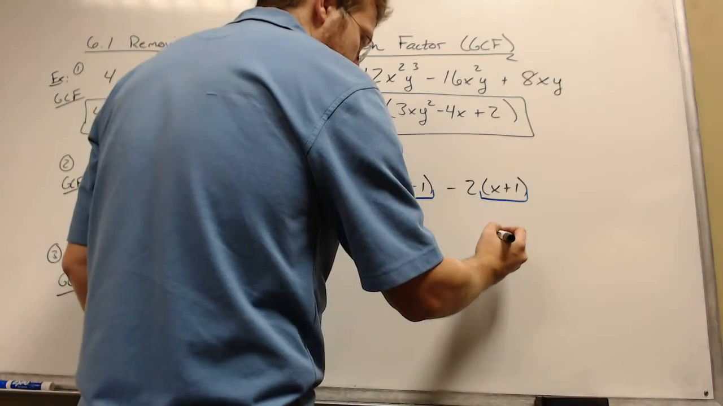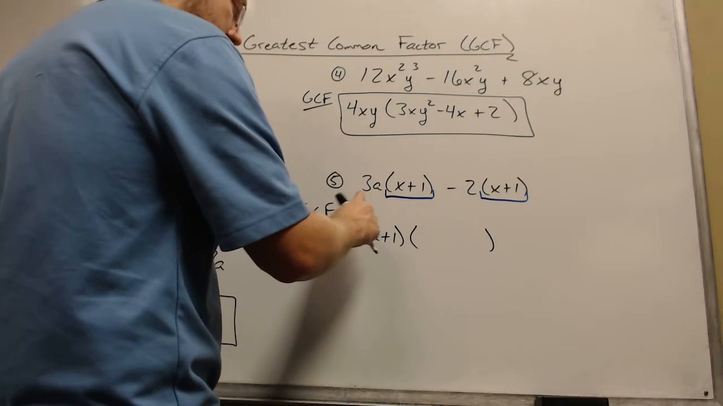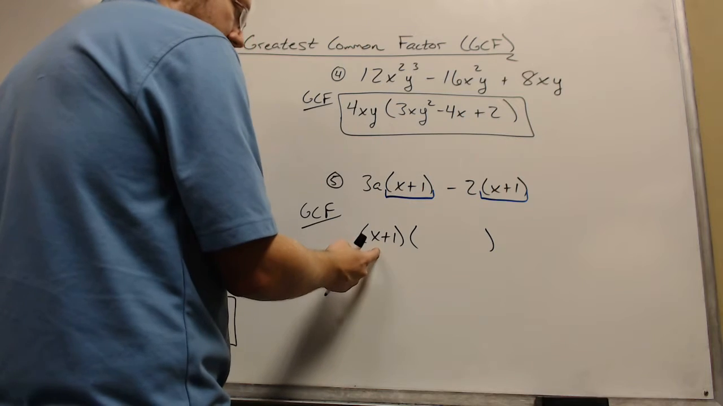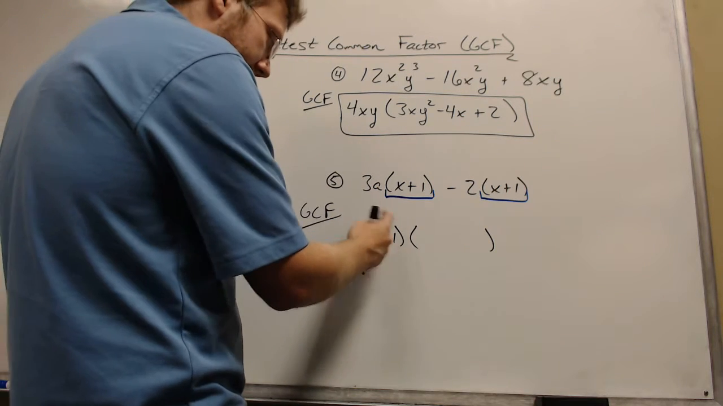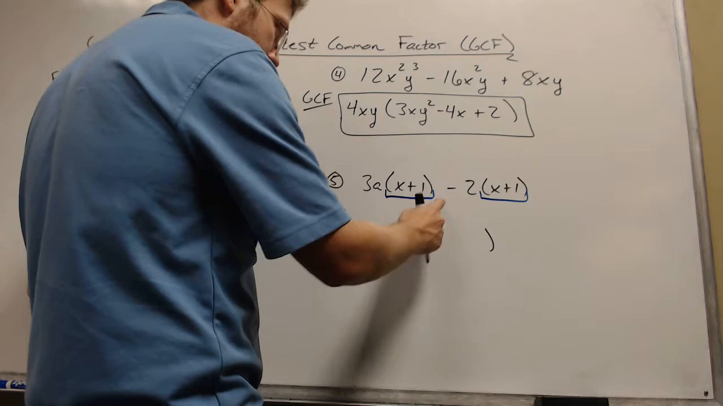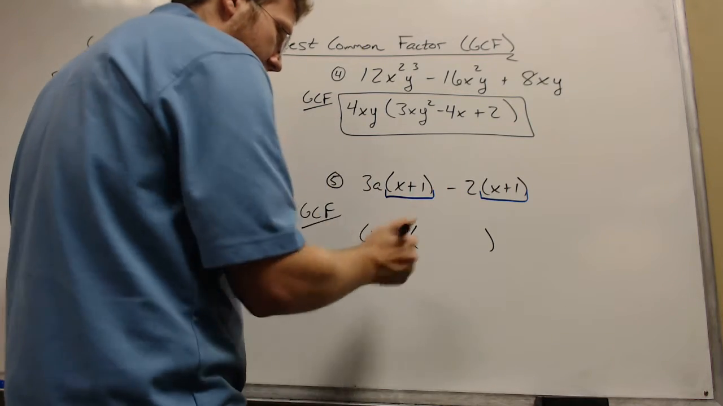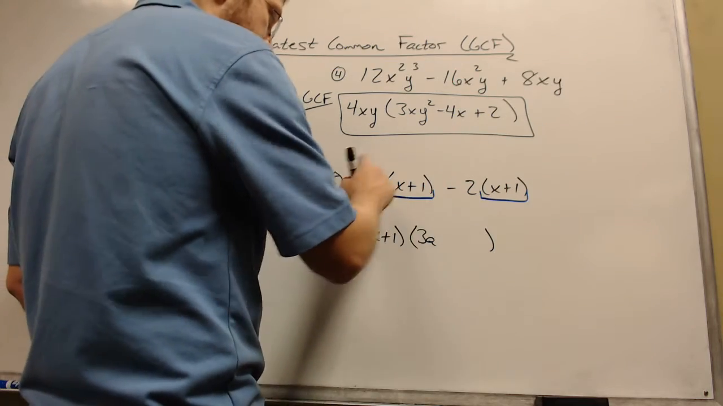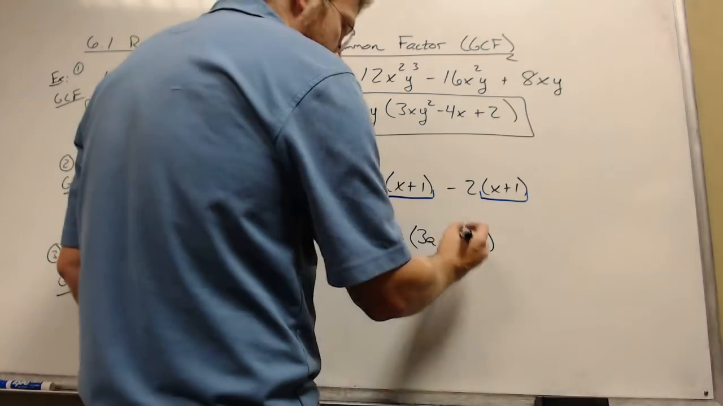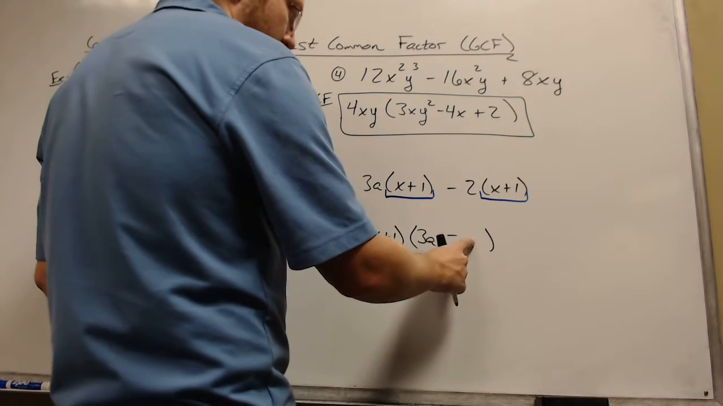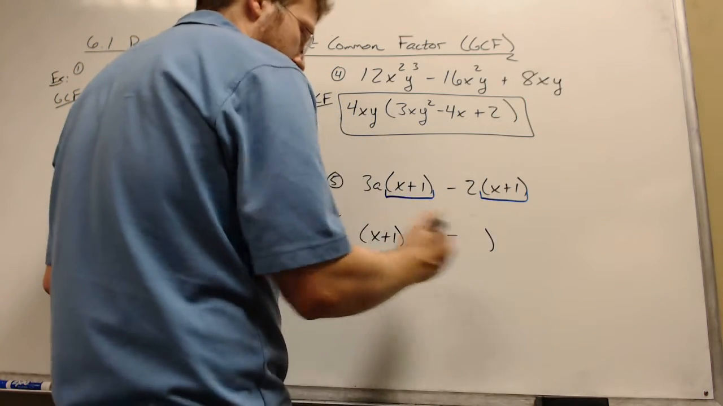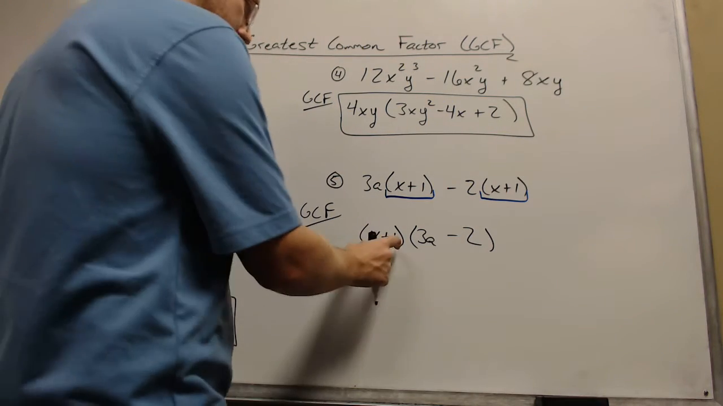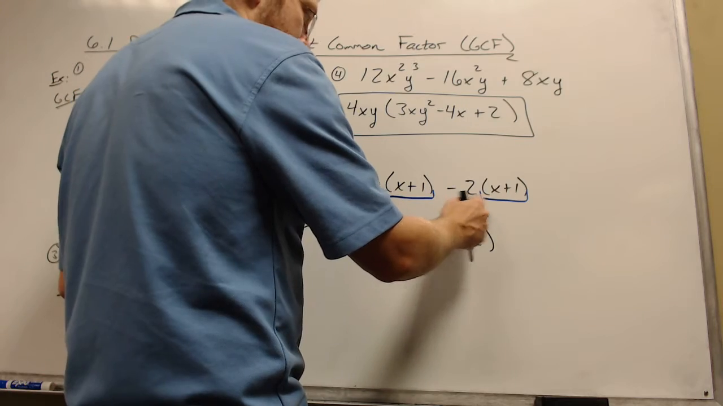I'm going to open up a set of parentheses and say, what would be left over if I looked at this whole expression and said, what would happen if I took an x plus 1 out of it? Or in other words, if I have an x plus 1, what do I have to multiply it by to get back up to this whole term? Well, I would need a 3a. 3a times x plus 1 gets me this piece. Go on to the next. x plus 1 times what would get me up here? Well, I would just need a 2. x plus 1 times negative 2 gets me negative 2 times x plus 1.